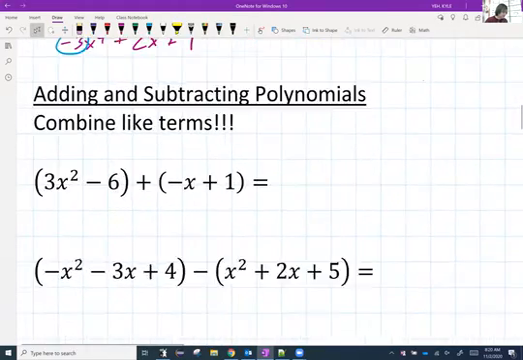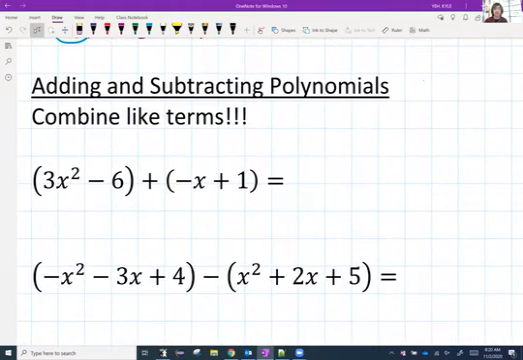How do we add and subtract polynomials like we have been doing for years now? We're just going to combine like terms. And this section is not meant to patronize. It's just making it formal. So now we've talked about it and we can all agree on it and no one's assuming that you know anything. 3x squared minus 6 plus negative x plus 1.